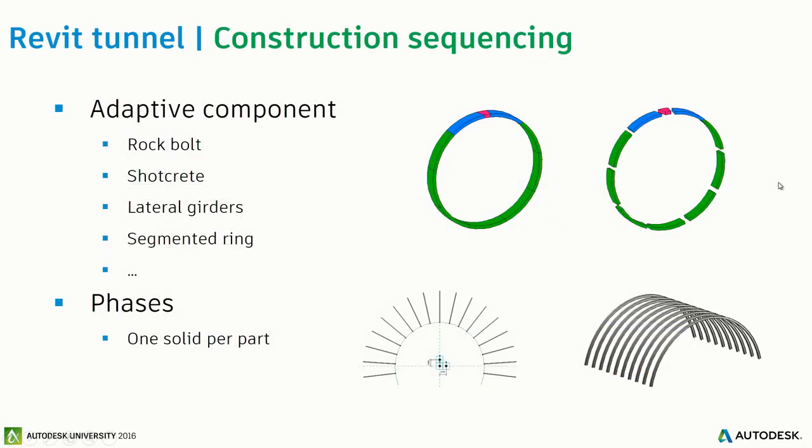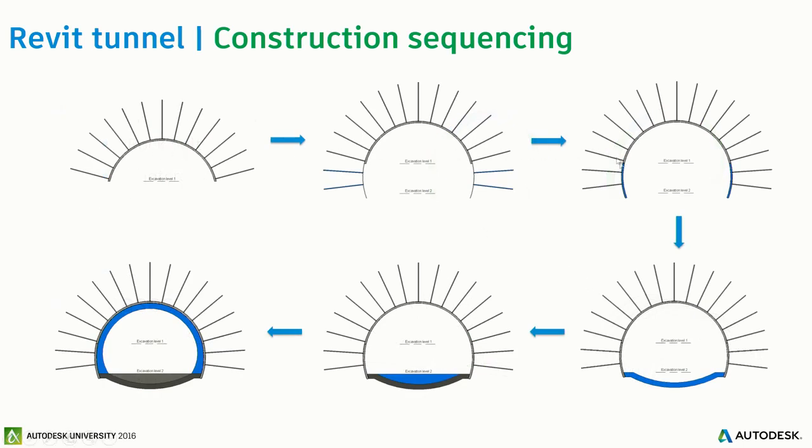So now we go to the construction sequencing BIM uses. Following exactly the same concept, I can put other adaptive components like rock bolt, shotcrete, lateral girders, and I can do some segmented rings for tunneling. Because I'm in Revit, I've got a nice feature like phases, so I can assign different phases for each element. So this is a typical phasing process, okay, for tunnel. It has been done in Revit.